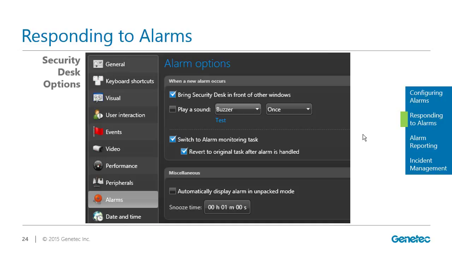And I want to touch on a couple of things in terms of the alarm behavior and how we can modify that. So from the options in the security desk, when you come up with the options menu that pops up, if you go down to alarms, you have several things you can set up, and this is on a security desk basis. So this is how the operator wants to see their alarms and things like that.